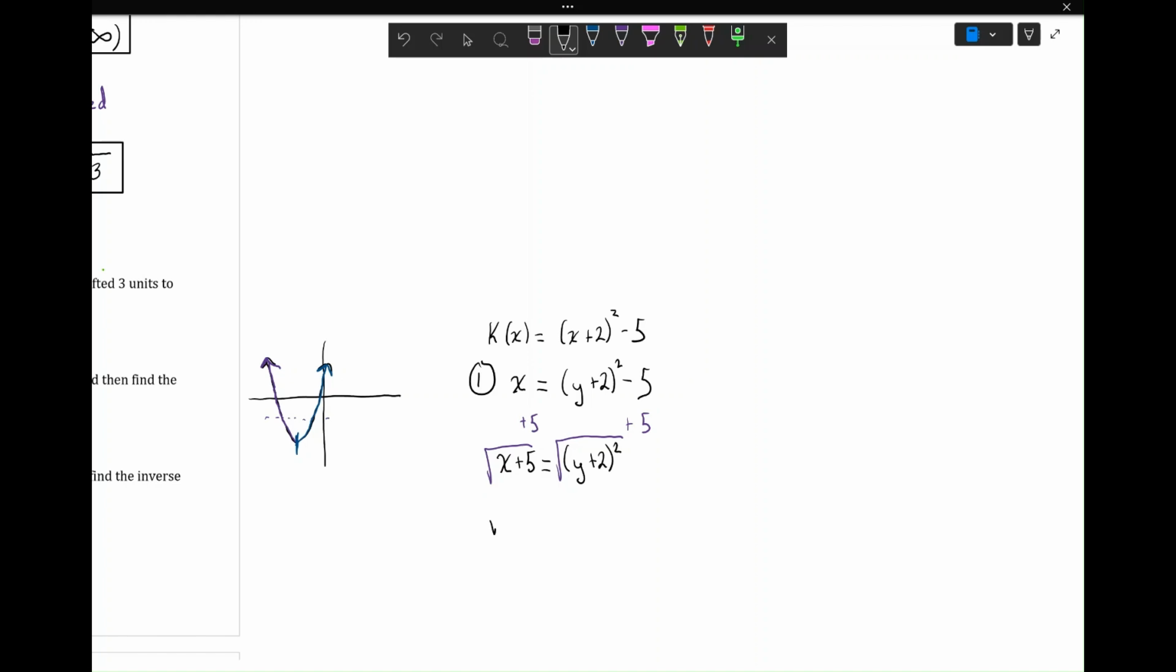I end up with square root of x plus 5 equals y plus 2. I can subtract the 2 from both sides, and I end up with the square root of x plus 5 minus 2 equals y, which tells us that k inverse of x is the square root of x plus 5 minus 2.